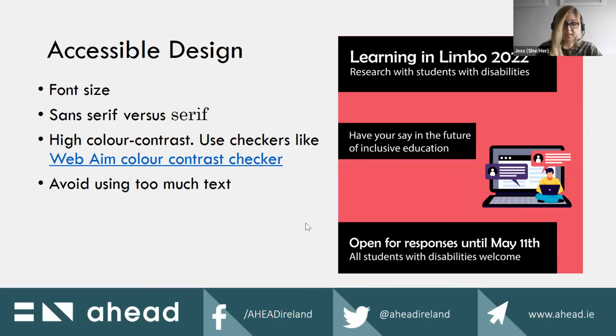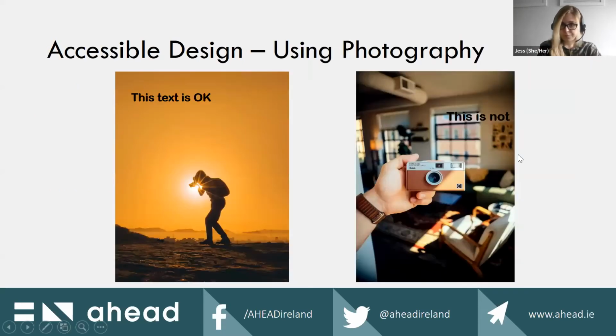So the biggest thing for alternative text descriptions is to think of the context of what you're trying to communicate with the image, and then follow that description across. So if you're using photography, again, you want to be careful if you're using text over the photography. You can see my photograph on the left here.